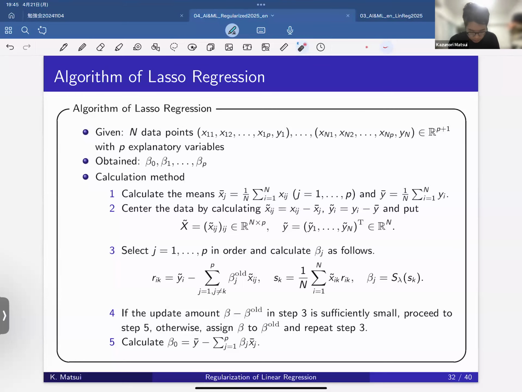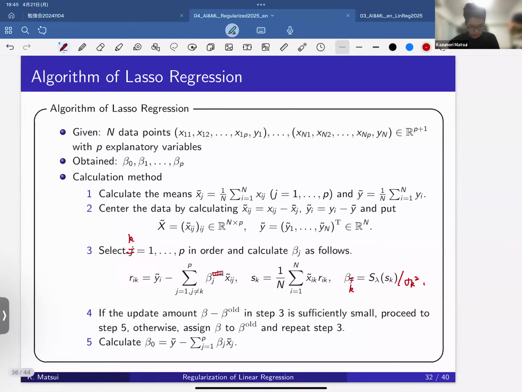There are some mistakes. This part should be beta, and this part is k. Okay, and I forgot sigma k squared. This is correct. I will upload these slides after the lecture.